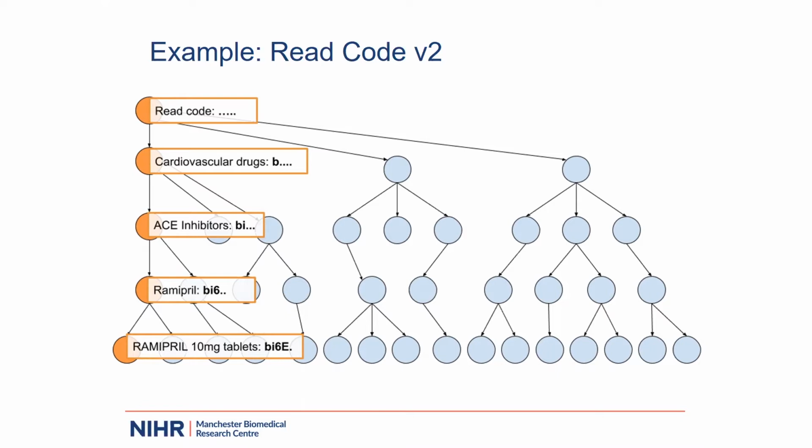And that's the category of drugs called cardiovascular drugs. Beneath that, BI means ACE inhibitors, BI6 is ramipril, and BI6 capital E is an actual packet. So this is ramipril 10 milligram tablets.